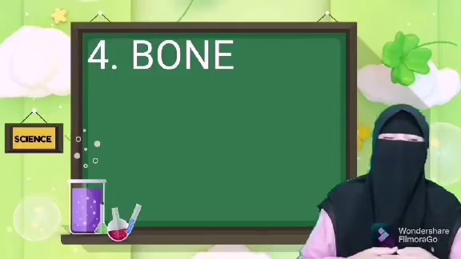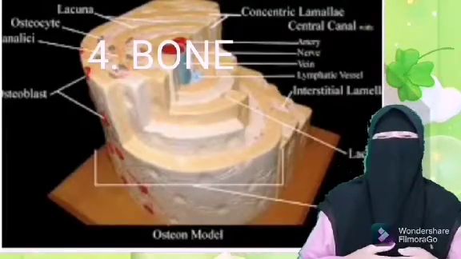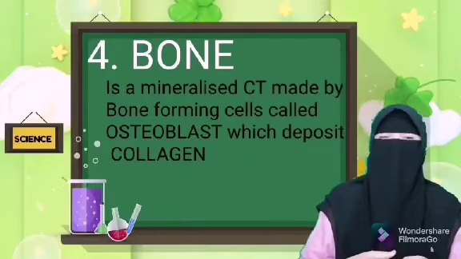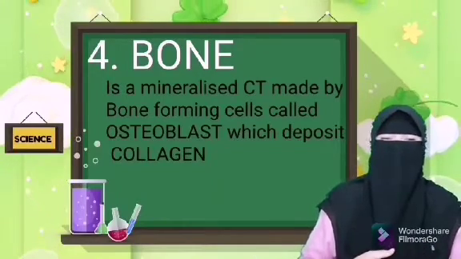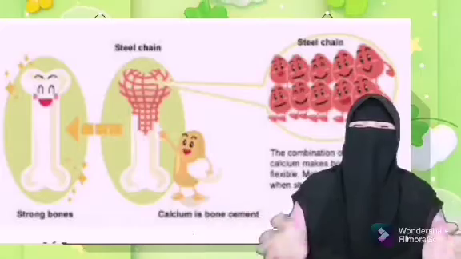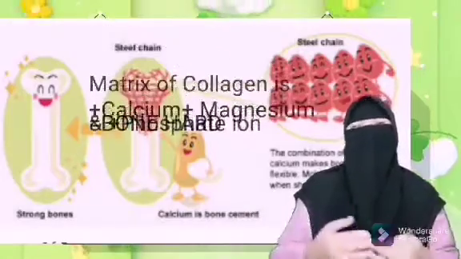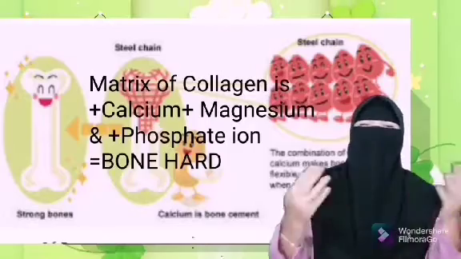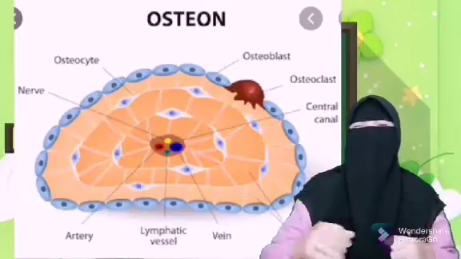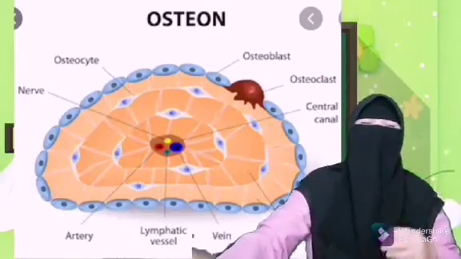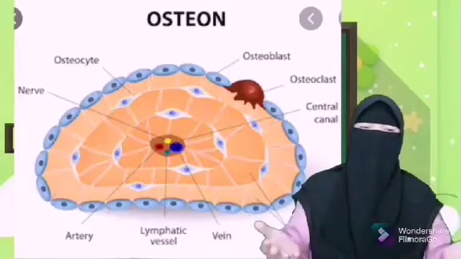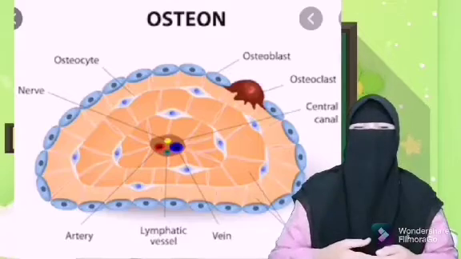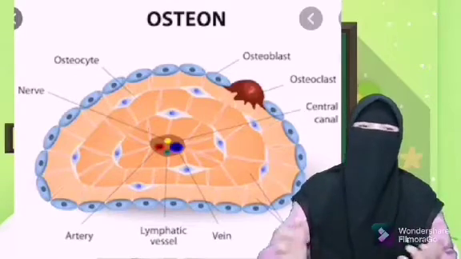Also, the number 4, bone, is a mineralized connective tissue made by bone-forming cells called osteoblasts, which deposit collagen. The matrix of collagen is combined with calcium, magnesium, and phosphate ions to make the bone hard. Blood vessels and nerves are found at the central canal, surrounded by concentric circles of osteons.